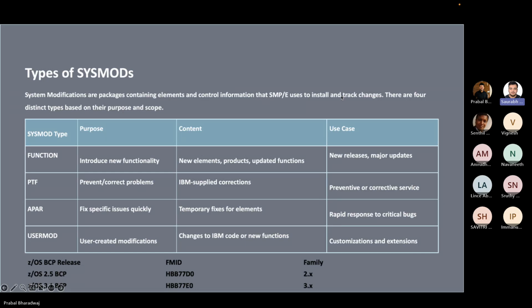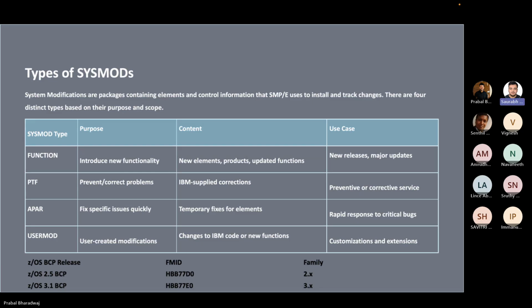In very simple words, SMP is how IBM delivers changes to the system and how SMP controls these changes safely. If IBM wants to deliver some PTF or some enhancement, IBM will do that in the form of a sysmod. SMP knows only about sysmods. SMP understands the language of sysmods. Every change in z/OS, whether it's a new feature or a bug fix, comes into the system as a sysmod, and SMP manages this. Any question till here?